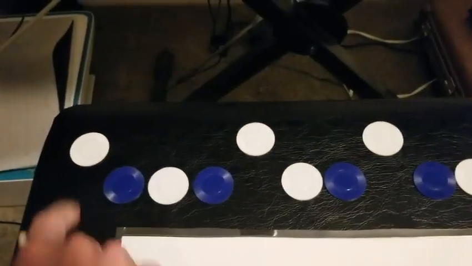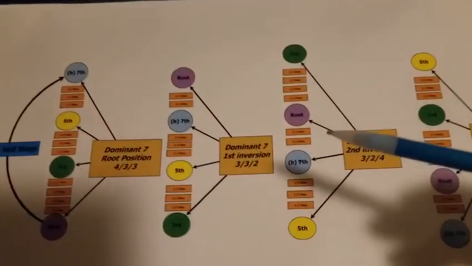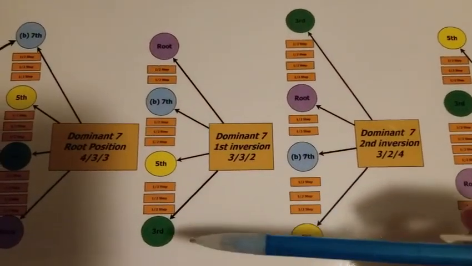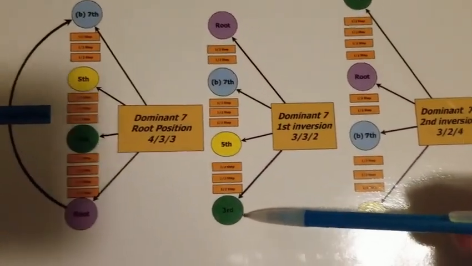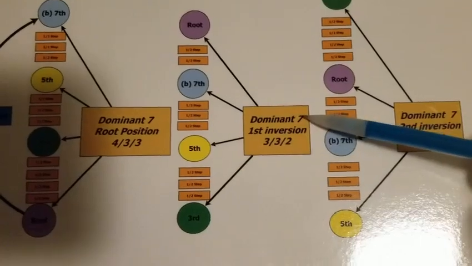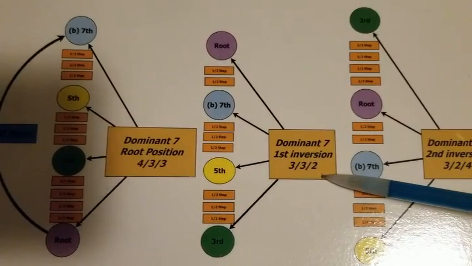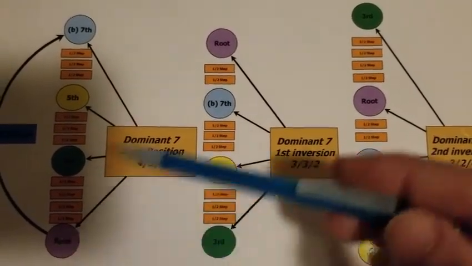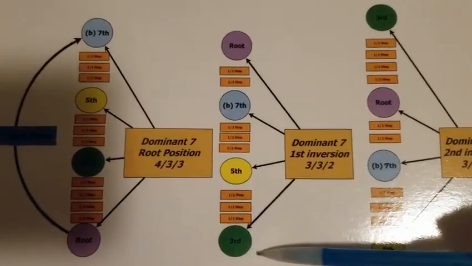If we look at the second inversion, starting on the same pitch, C, we're going to have a different chord, but we're going to show that the second inversion of the same chord, second inversion of a dominant 7 is going to have a 3-3-2 form. So once we move the root to the top, leaving our third on the bottom, we have 3 half steps.